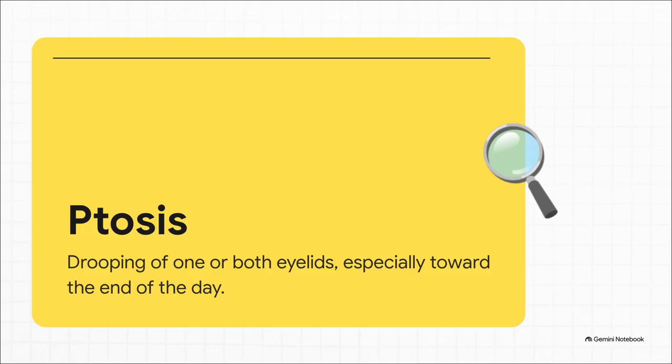A key visual marker for this is ptosis, which is the drooping of one or both eyelids, especially as it gets later in the day. Because of this autoimmune blockade at the junction, you might also notice things like double vision, facial expressions that kind of appear frozen after smiling for a bit, or speech that gets slurred and nasal as a long conversation goes on.